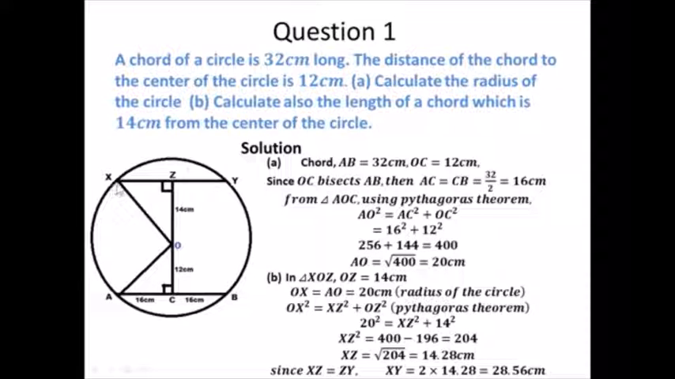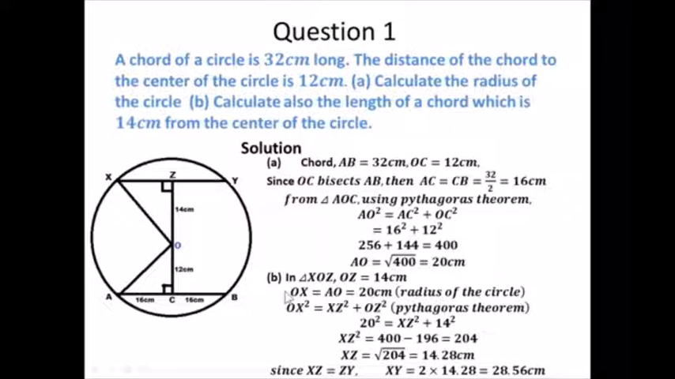You can also draw a radius from the center of the circle to this chord at point X, which is going to form a right angle triangle as well. We know that our radius AO here is 20 centimeters. That means OX is also a radius, so it's also going to be 20 centimeters. The reason is it's a radius of the circle.